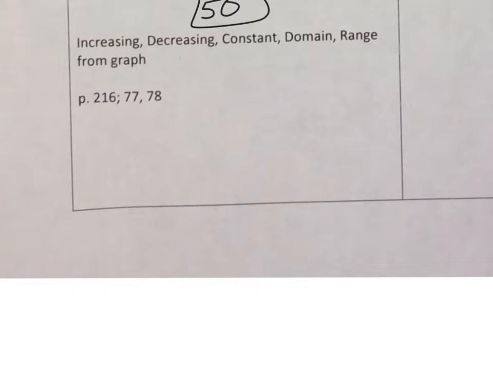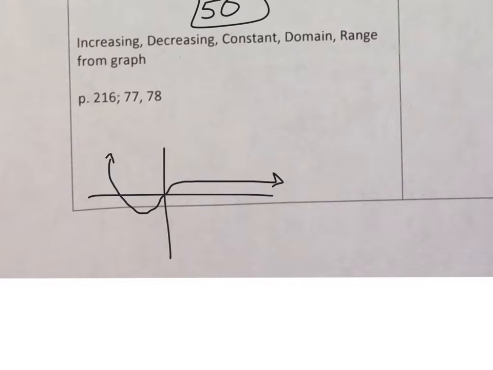And then we had problems where we found the domain and the range from a graph, and then we also found intervals increasing, decreasing, or constant. So let's say I had a graph that looked like this. And let's say this is the point -1, -2. And let's say that's the point 1.